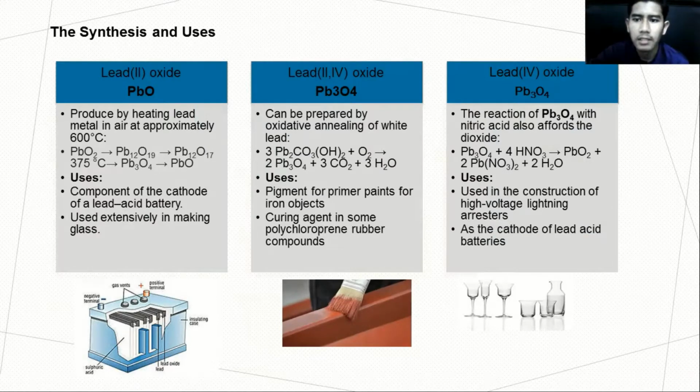Last is lead dioxide. Lead dioxide can be produced by the reaction of lead tetraoxide with nitric acid, and this oxide can be used in the construction of high voltage lightning arrestors and the cathode of lead acid batteries.